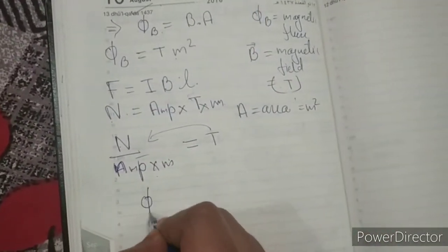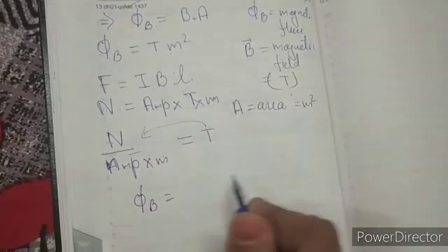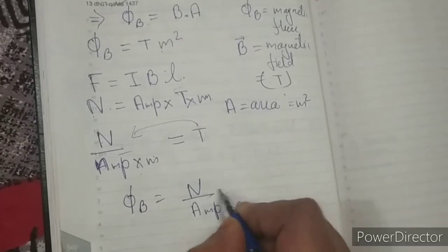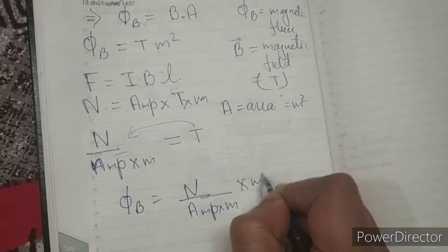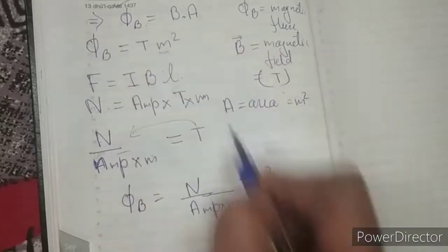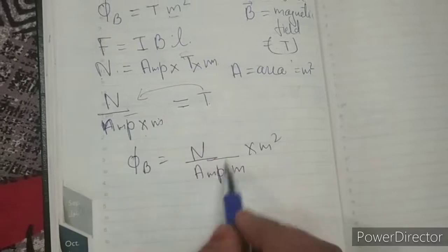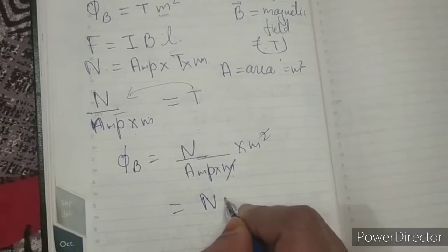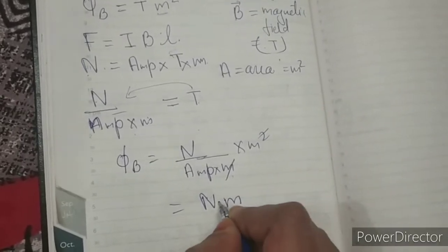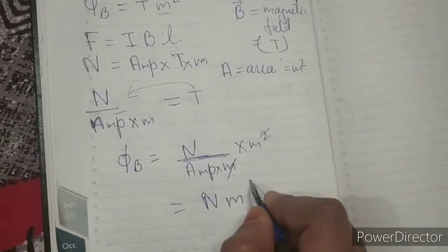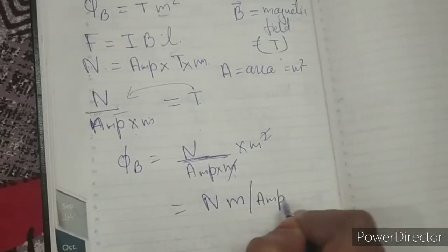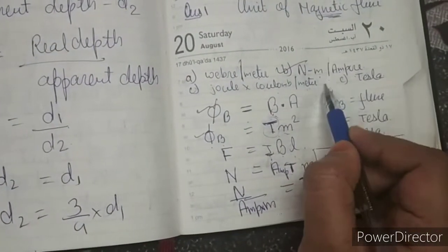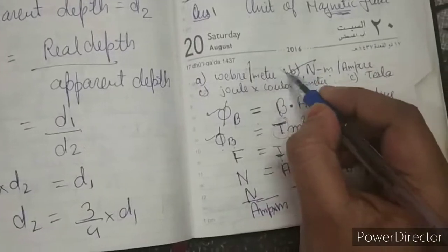So students, phi B is equal to Newton upon ampere into meter, multiplied by meter square. Meter square is already here; I just put the Tesla unit in terms of Newton per ampere meter. One meter cancels out. So Newton into meter divided by ampere. Can we check the options? That is Newton meter per ampere. So this is how option B is correct.